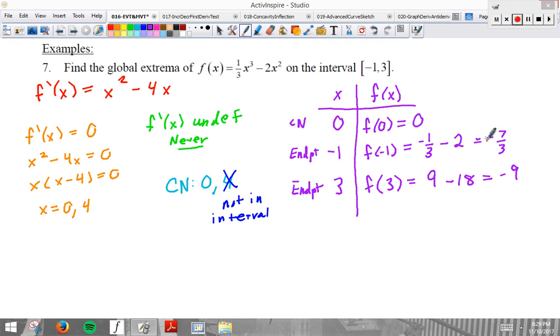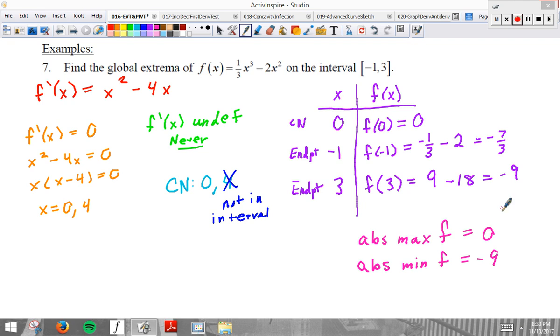So now we compare these y values, and we can see that the absolute maximum value of f is 0. 0 beats both the negative numbers. Resist the urge to call these maxima because they're larger in terms of absolute value. And the absolute minimum of f is -9.